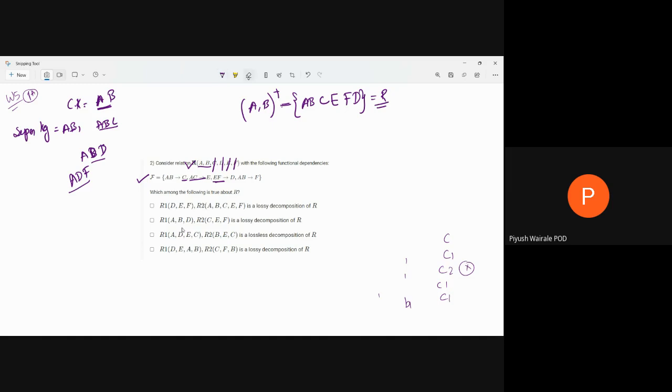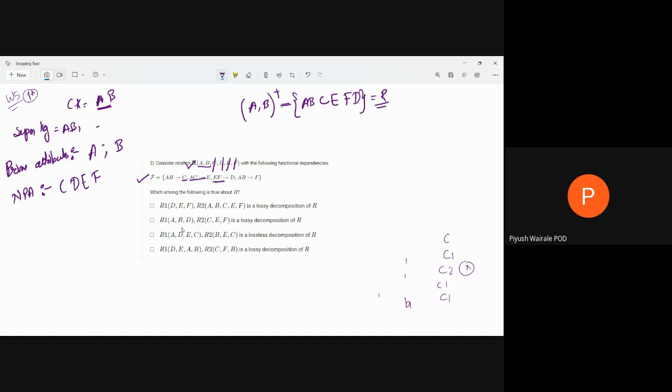Now what are the prime attributes and non-prime attributes? Prime attributes are those present in the candidate key, not just any key, right? The attributes which are present in the candidate key are the prime attributes. Here A and B are the prime attributes. What are non-prime attributes? Those which are not part of the candidate key, the remaining ones. So C, D, E, F are my non-prime attributes.